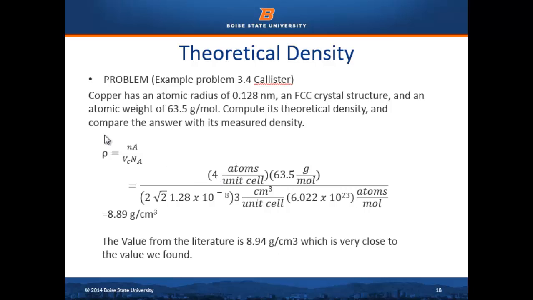Now let's plug all the values into the equation here. Rho equals nA over VcNA, which equals 4 times 63.5 over (2√2 times 1.28 times 10 to the power negative 8)³ times 6.022 times 10 to the power 23, which equals 8.89 grams per cubic centimeter. The value from the literature is 8.94 grams per cubic centimeter, which is very close to the value we found here. Great.